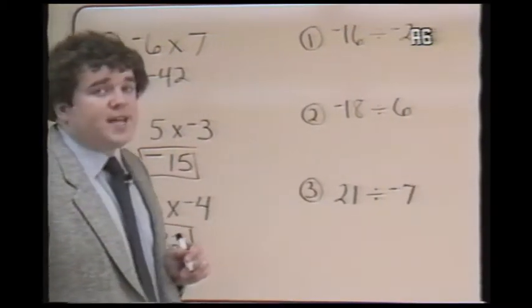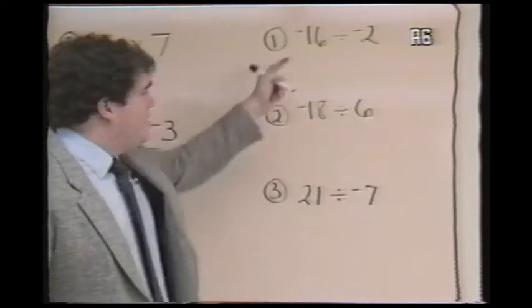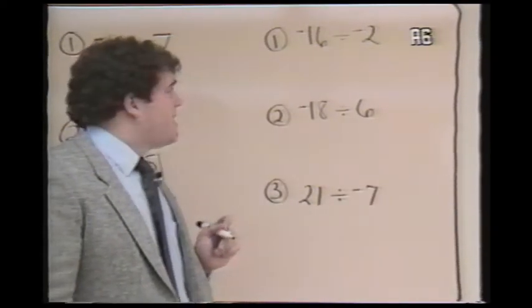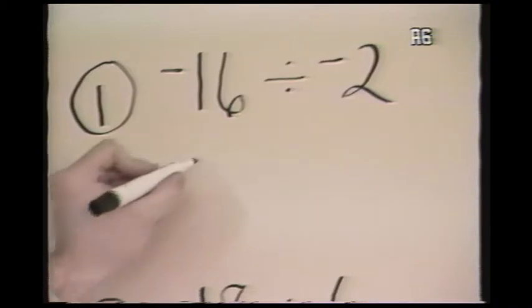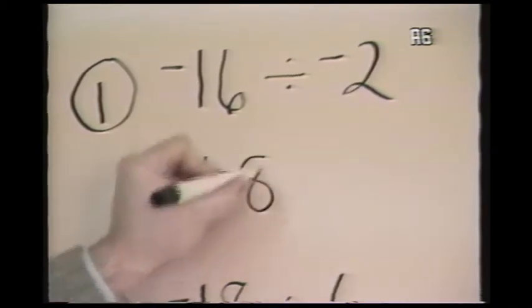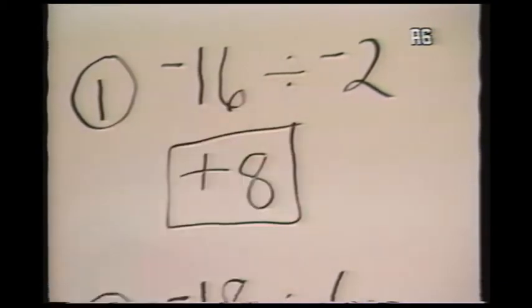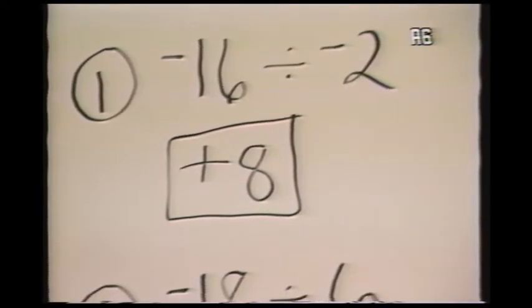Division. The same rules apply. In this first division problem, the signs are the same, so my answer will be positive. Positive 8 is what I get when I take negative 16 and divide it by negative 2.